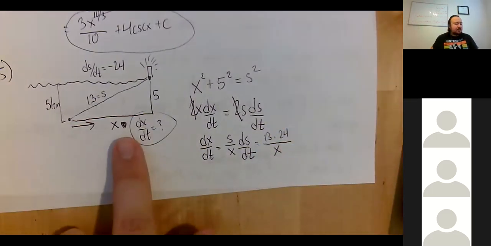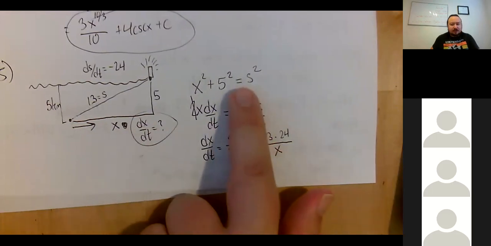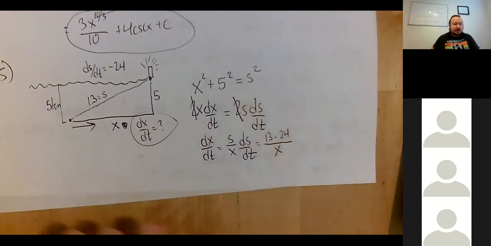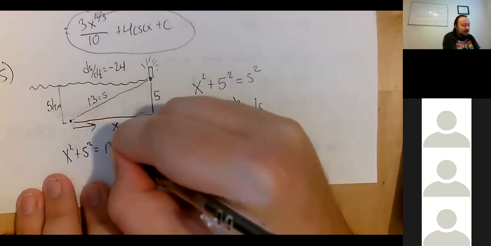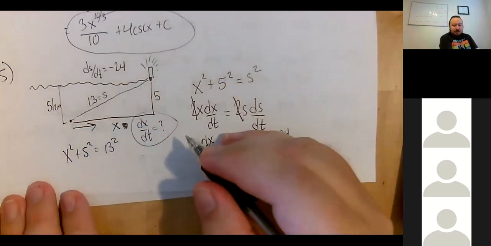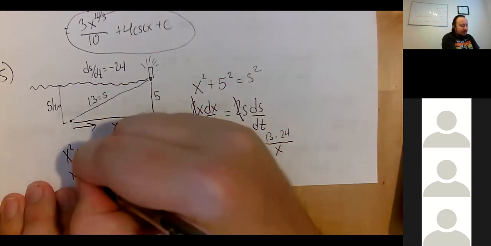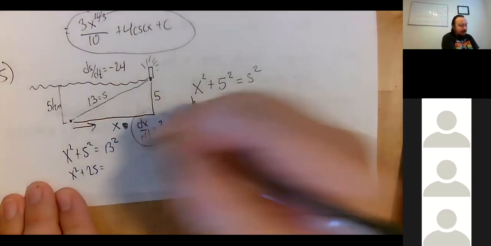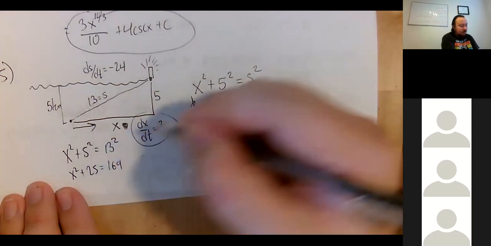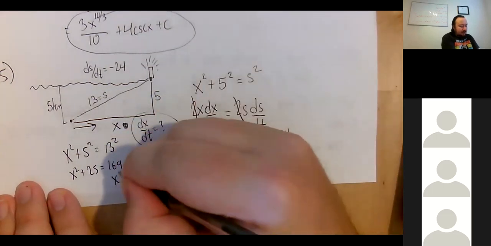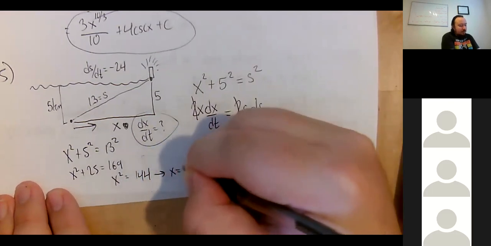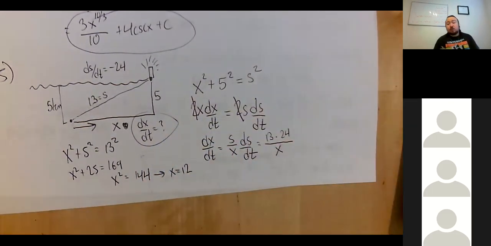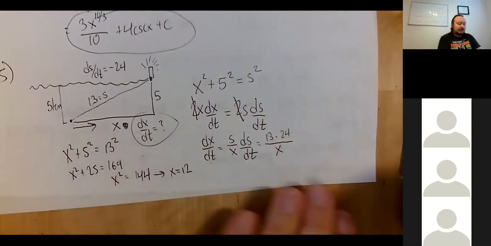Now, what is x? Well, we need to use the Pythagorean theorem to figure out what number x is. So we have x squared plus 5 squared is 13 squared. Let's see. So x squared plus 25 is 13 squared, which I believe is 169. So x squared is 144, meaning that x is going to be 12. And of course, we'll ignore the negative for that because it's a side length.